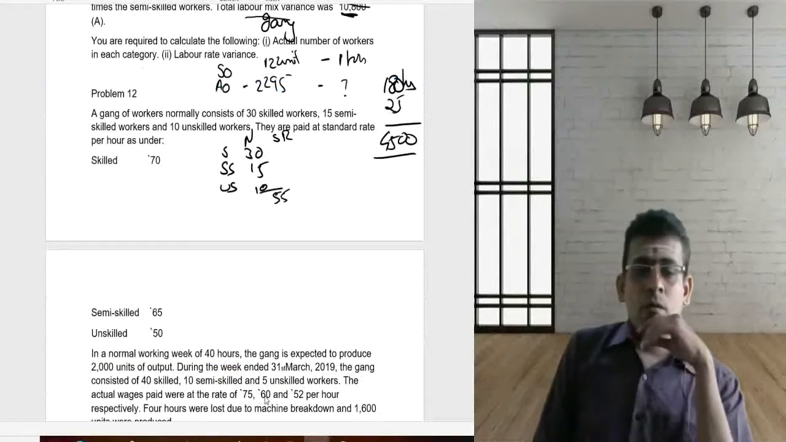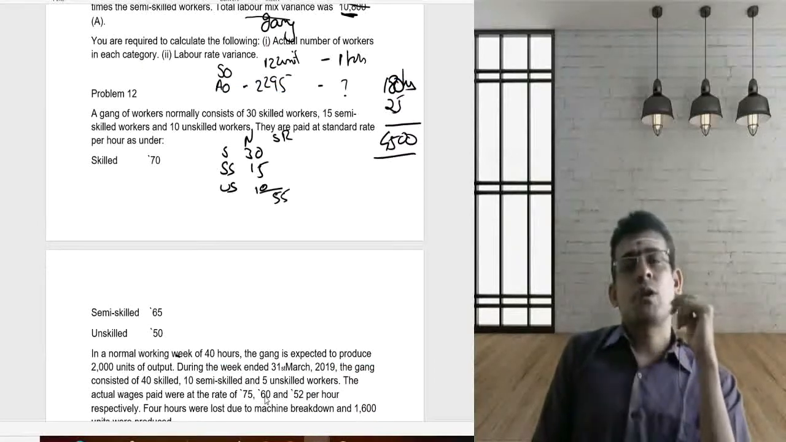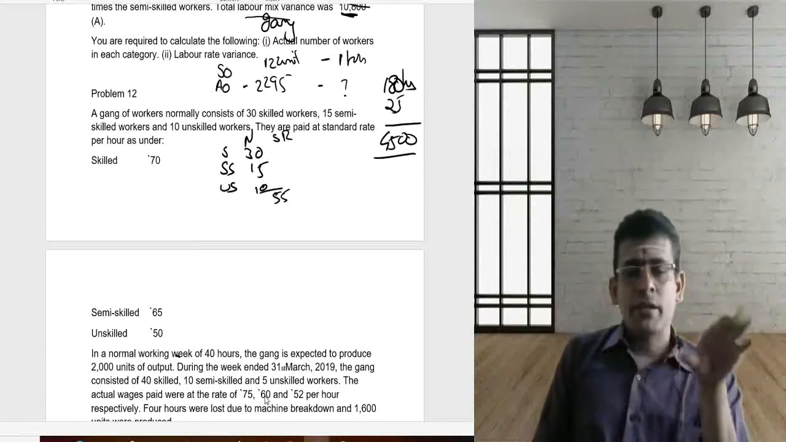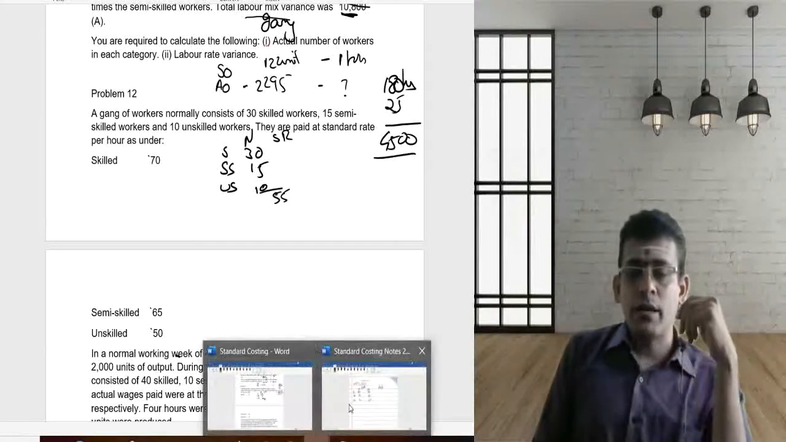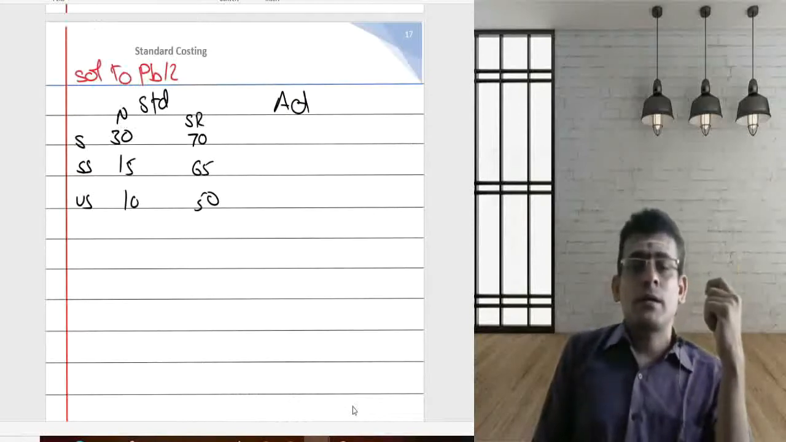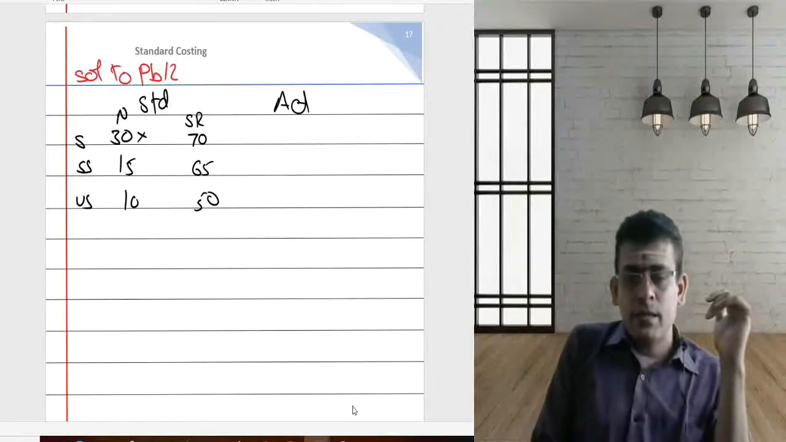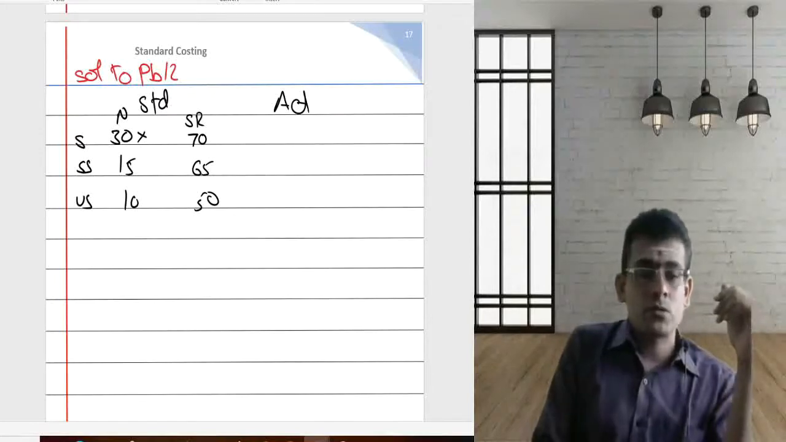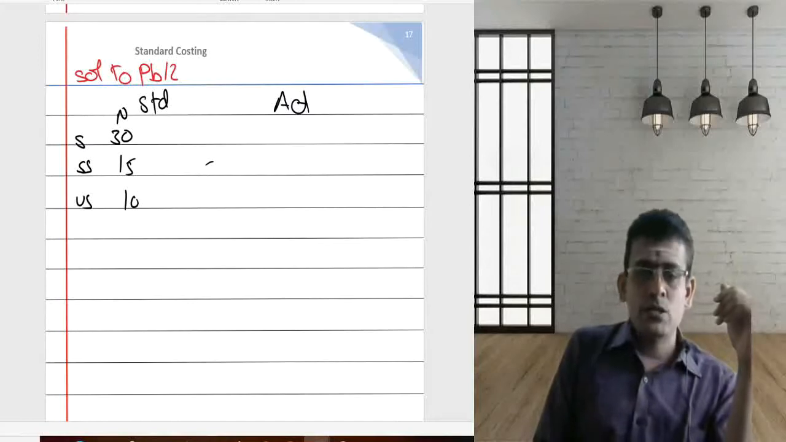Now let us get back to the problem. In a normal working week of 40 hours, that means one week, the normal working is going to be 40. So if I want to find out my standard hours, what can I do? One worker will work for 40 hours. Like that, 30 workers will work for how many hours? So based upon this, I can easily calculate my standard hours.